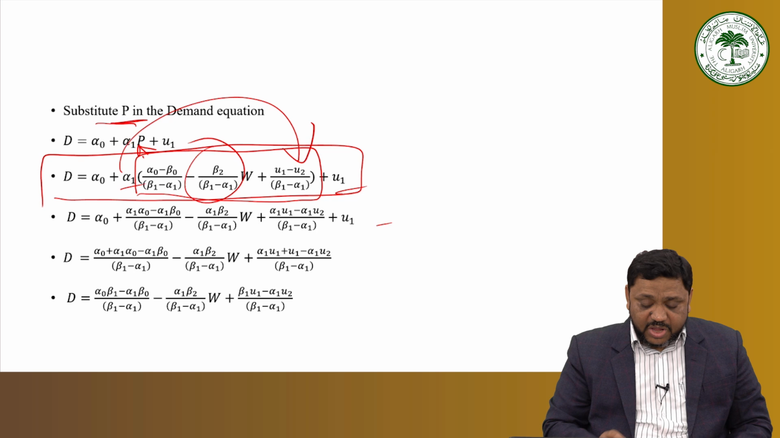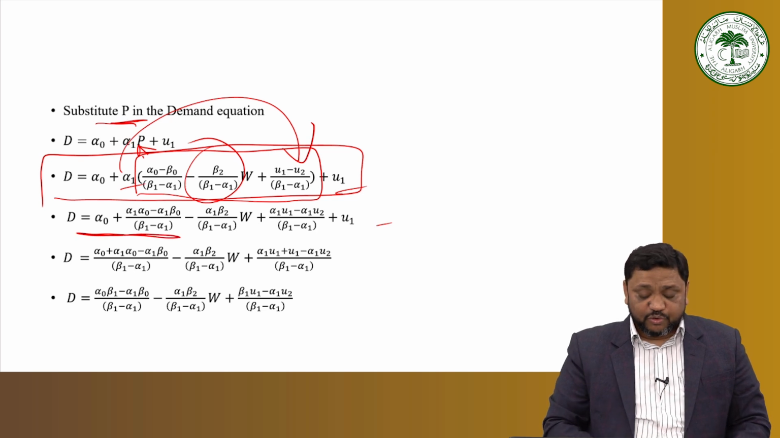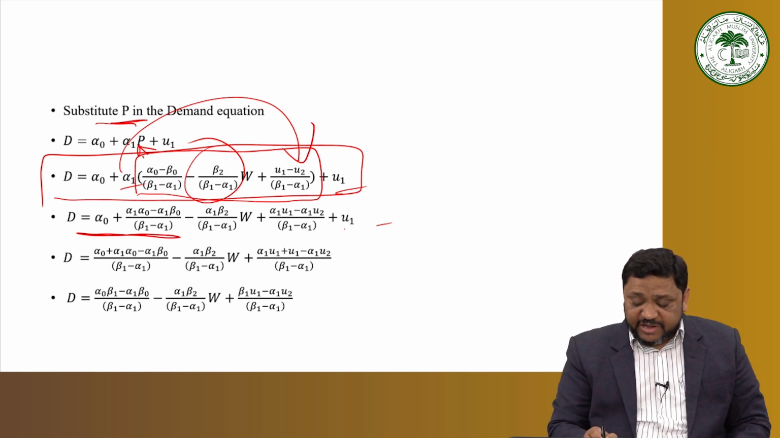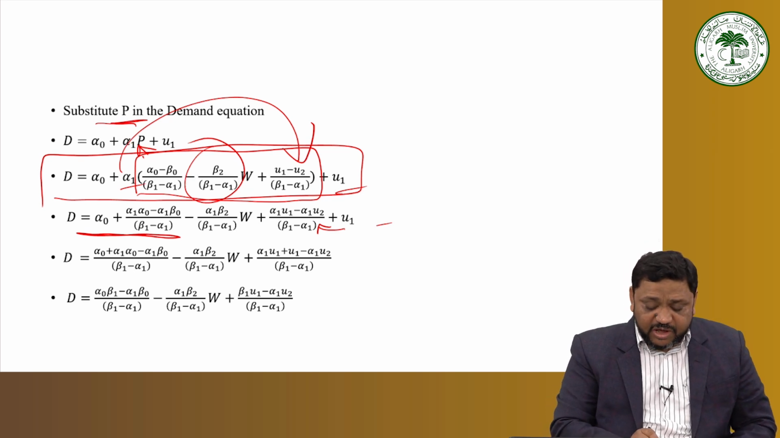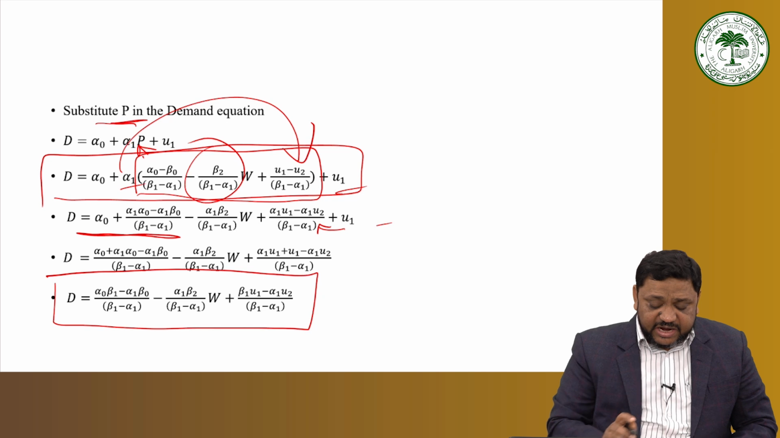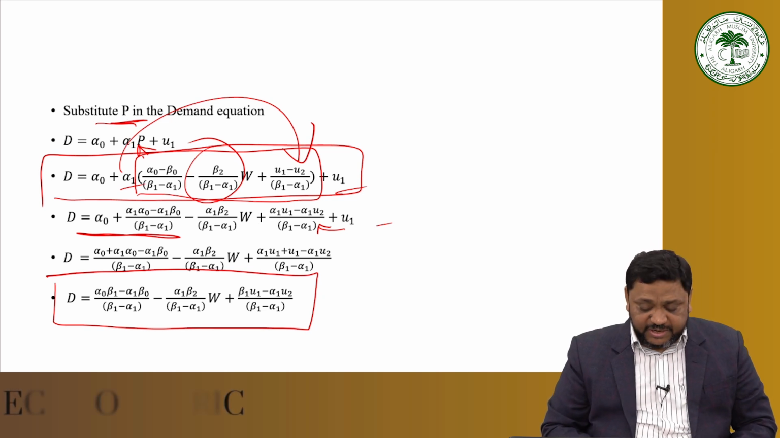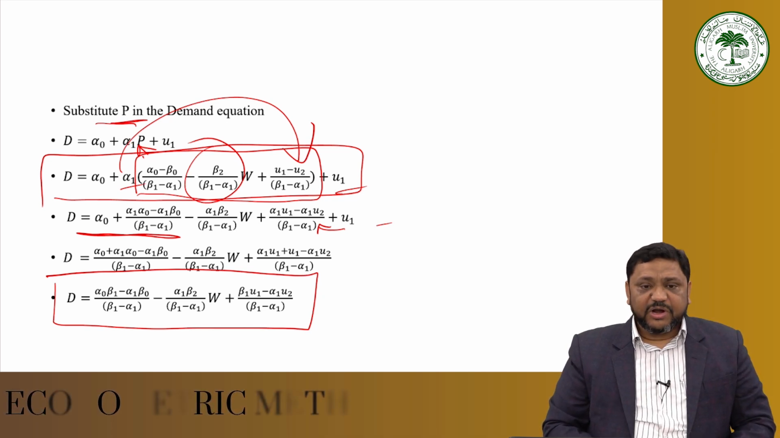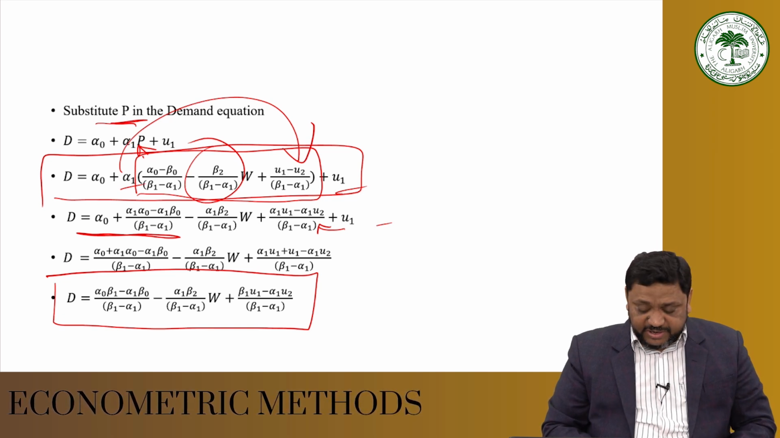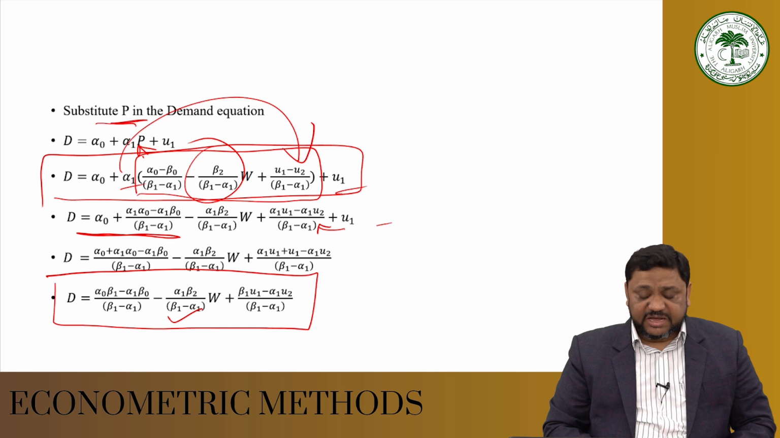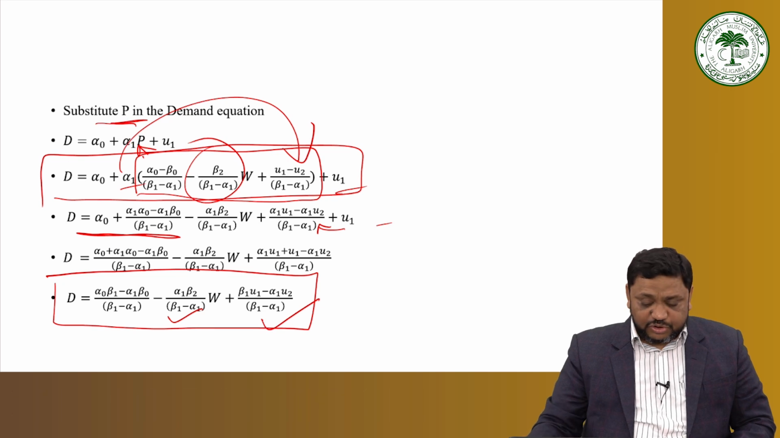Now we add alpha naught over here, and we add the u term over here, taking the LCM and rearranging the terms. Finally we can write it as D is equal to alpha naught beta 1 minus alpha 1 beta naught divided by beta 1 minus alpha 1, minus alpha 1 beta 2 divided by beta 1 minus alpha 1 w, plus beta 1 u1 minus alpha 1 u2 divided by beta 1 minus alpha 1. So now we have got the reduced function of D.